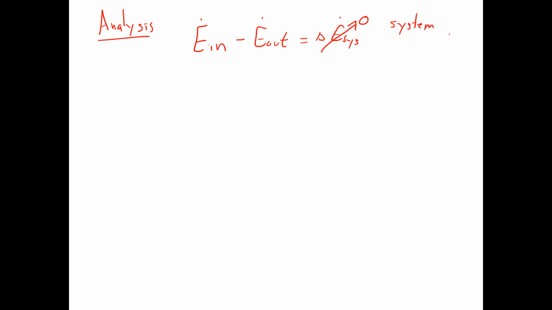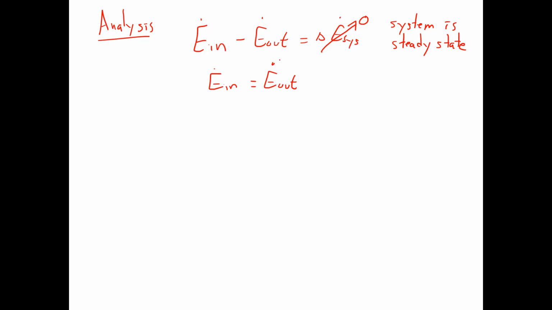Think about it. If I have 5 kilojoules of energy at state 1 and state 2 also has 5 kilojoules of energy, the change in energy of the system is 0. So the system is at steady state, meaning that the change in energy of the system is 0. So here, this gets reduced down to E in equals E out.